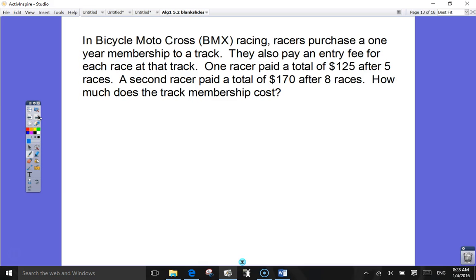I mean, what are we talking about in terms of here? What are we trying to measure or add up? Cost, right? In some ways, we're trying to figure out cost. And the cost is going to be made up of 2 different parts, right? There's going to be the 1-year membership to the track. And then there's this is how much you pay for every race, right? So what will X represent in this case?